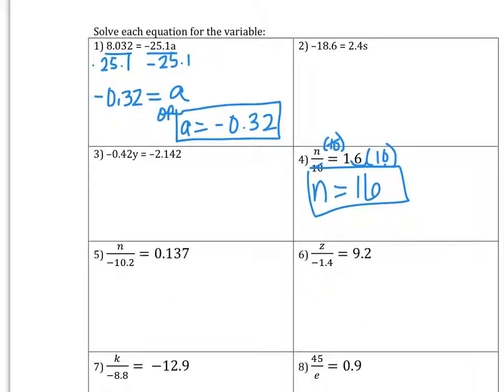Number 5, n is what we're solving for, and it's being divided by negative 10.2, so we do the opposite, which is multiply both sides by a negative 10.2. And we get n equals, we're multiplying a positive by a negative, which means our answer is going to be negative, and that is negative 1.3974.